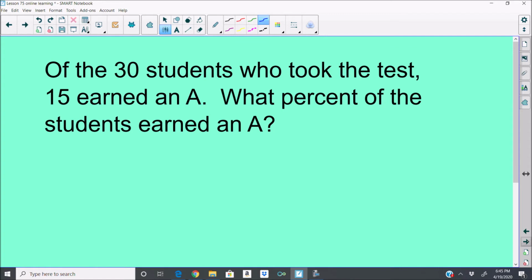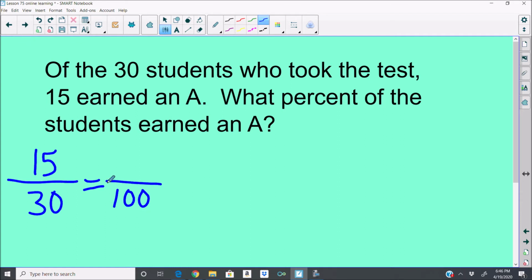Now, let's take a look at a word problem. Of the 30 students who took the test, 15 earned an A. What percent of the students earned an A? Okay, well, we have to first get our ratio here. 15 of the 30 students earned an A. Well, remember, I need a fraction with a denominator of 100, and that's going to be kind of tricky, right? Because I can't multiply 30 by anything, even, to get 100, and I don't want to start dealing with more fractions or decimal numbers.